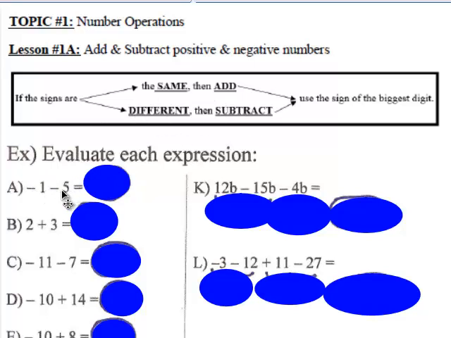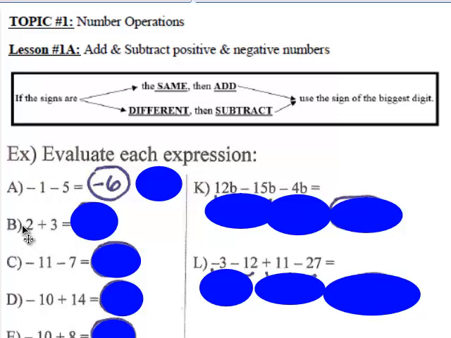So when I look at this problem here, I have -1 minus 5. The signs are the same, so according to the rule, I'm going to add. 1 plus 5 is 6. And I'm going to use the sign of the biggest digit. If you notice, the biggest digit here is 5. So what is the sign of 5? Negative. So that means my answer will be -6. So the signs are the same, I add, get 6, and I use the sign of the biggest digit, which is negative.